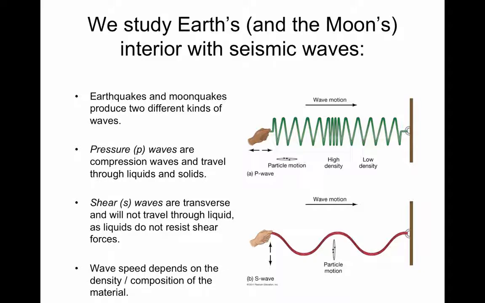The speed at which either a P wave or an S wave moves depends on the properties of the material it's moving through. And that can be both temperature and density and composition of the material. So by analyzing these pressure waves, these P waves, and the S waves, the up and down waves, we can study the density, temperature, or composition of material inside the Earth.